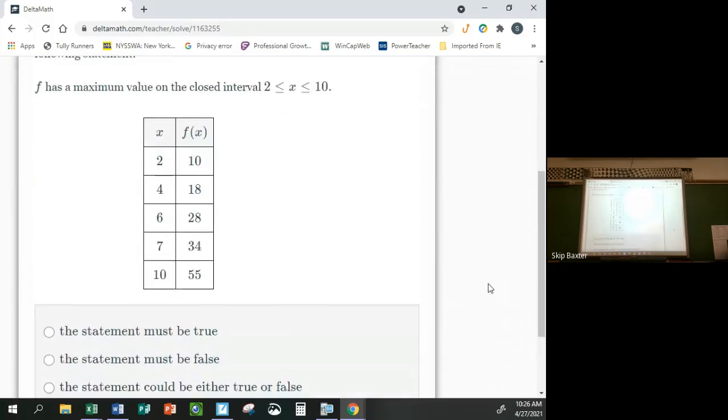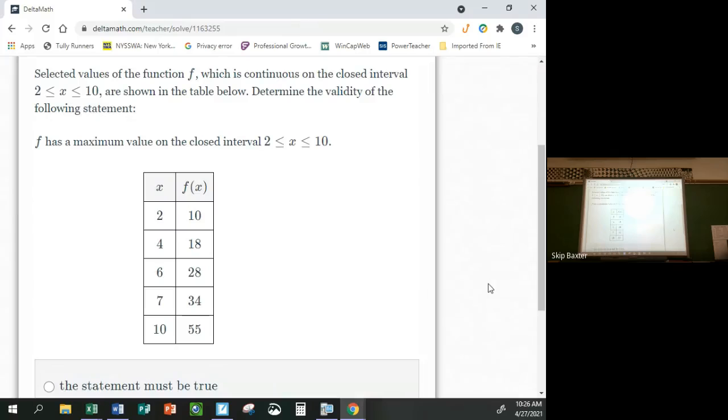So the extreme value theorem. Again, they're telling you it's continuous on a closed interval. That means there's a max and a min. So it says f has a max on the interval from 2 to 10. Absolutely, that's true. We don't know what it is necessarily. We don't know that it's necessarily 55.